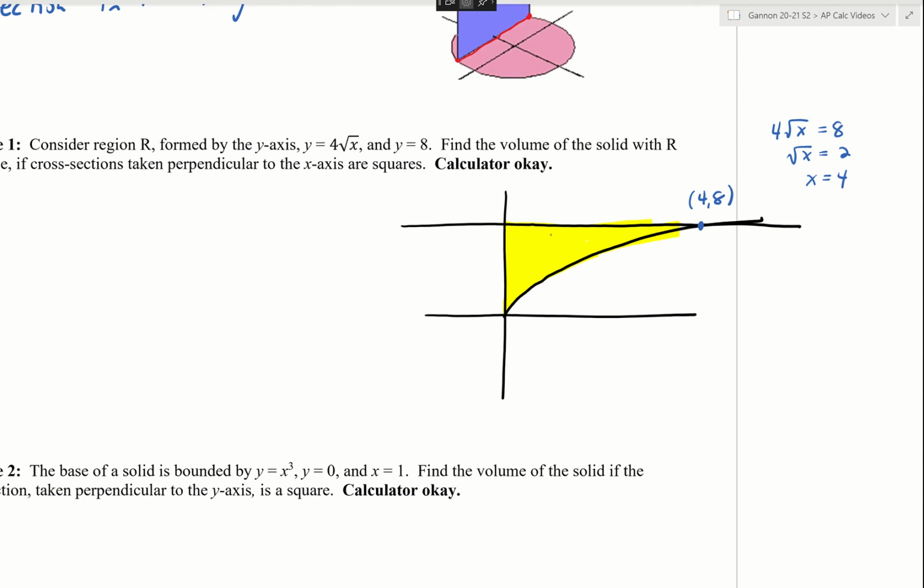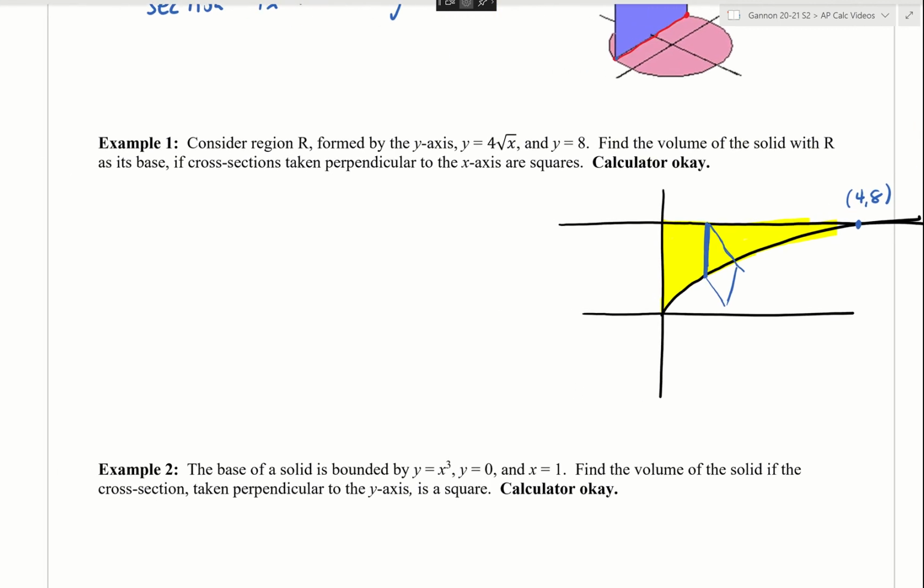All right, so perpendicular to the x-axis means you've got these vertical slices here, and then that basically means our squares, and I'm not going to be a great artist here, but those squares are essentially coming out like this. Really they're coming straight out to us, perpendicular to the x-axis. But the fact that they're perpendicular to the x-axis is what tells us that we're going to do everything in terms of x when it comes to integration.